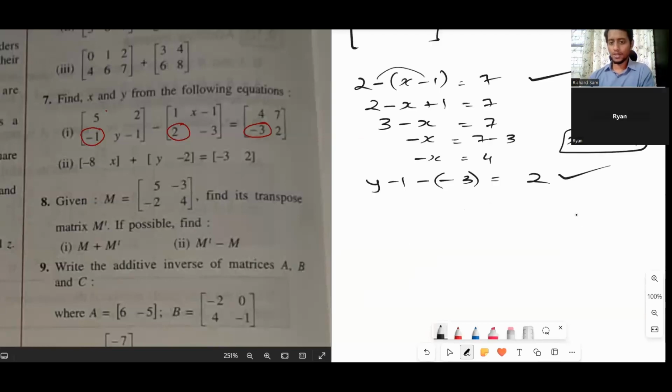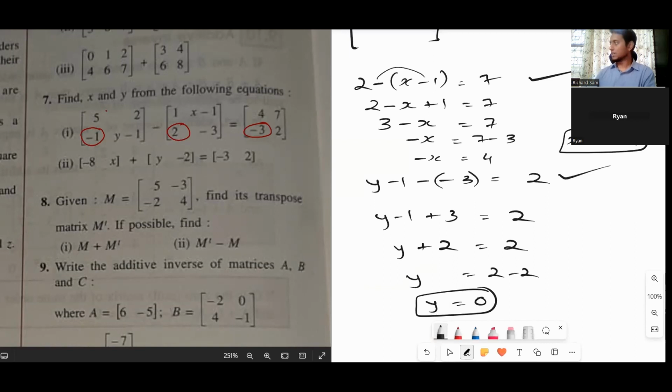Then same thing for y. So y minus 1 plus 3 is equal to 2. So y plus 2 equal to 2. So y is equal to 2 minus 2, which is 0. So we got x and y. Okay. Basically matching each element correctly. Yeah. All right.